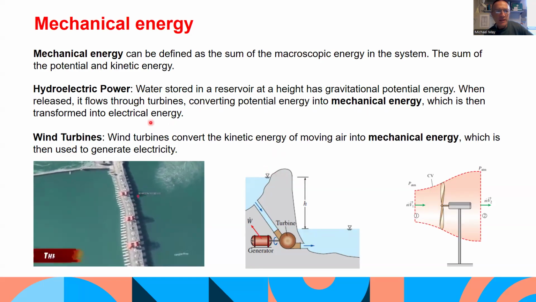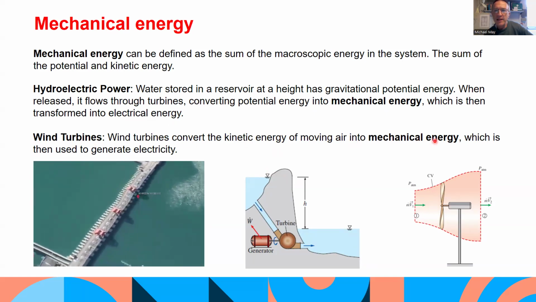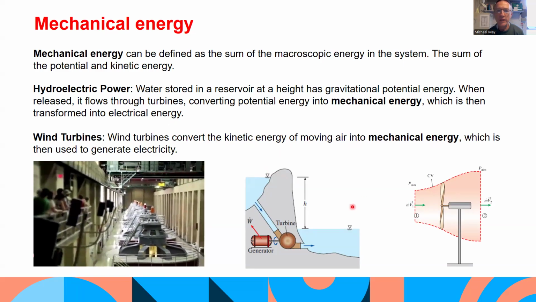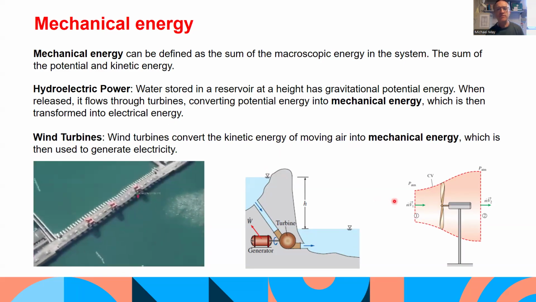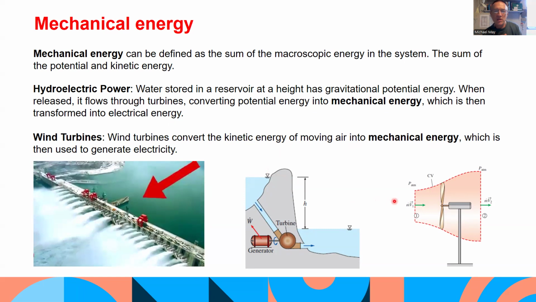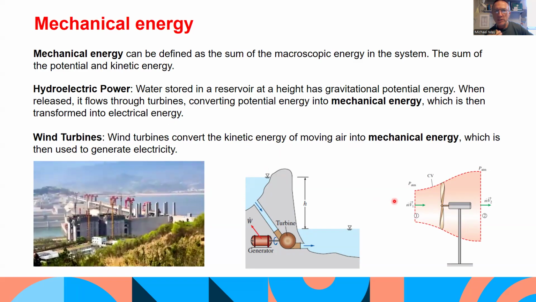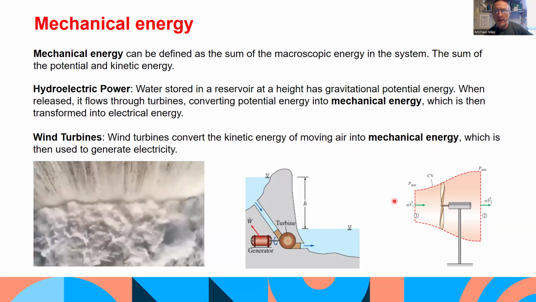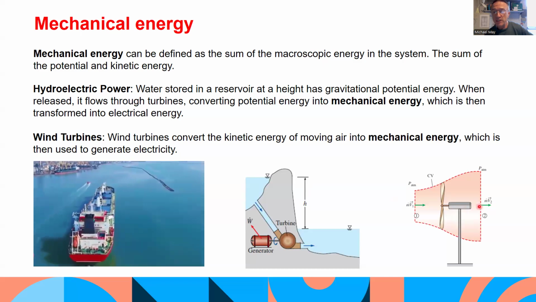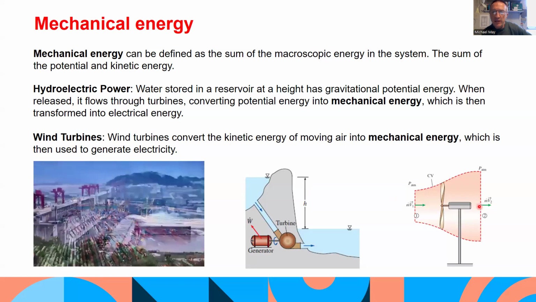So the other example then is wind turbines. Wind turbines convert the kinetic energy of moving air into mechanical energy, which is then used to generate electricity. So what we have is wind flowing, and there's generally no potential energy aspect in it because it's flowing horizontally. So it's the kinetic energy in the wind, which is a form of macroscopic energy, that is being converted into mechanical energy in the turbine shaft, which ultimately gets turned into electricity in the generator.